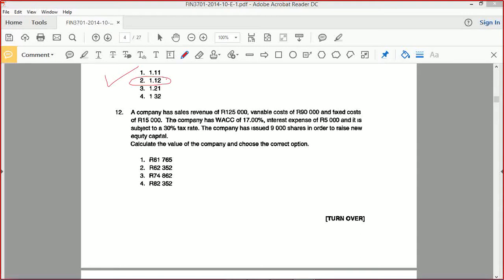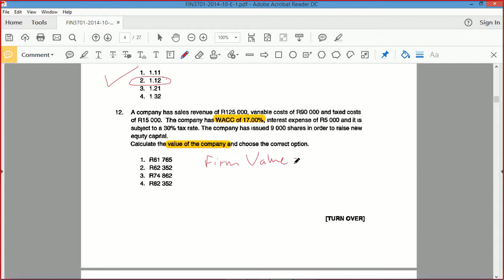Okay, what are they asking you about here? Value of the company, right? Yeah. When you see WACC and they're asking you about value of the company, you should be thinking about firm value. So isn't that NPAT over WACC? Yes, that's what I tried to use. Good. So you just need to work out each one separately.